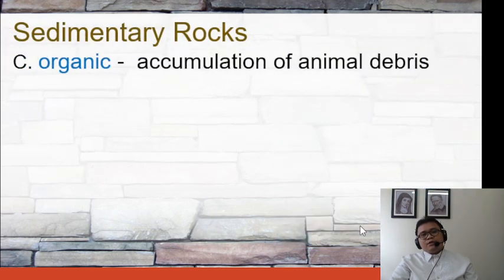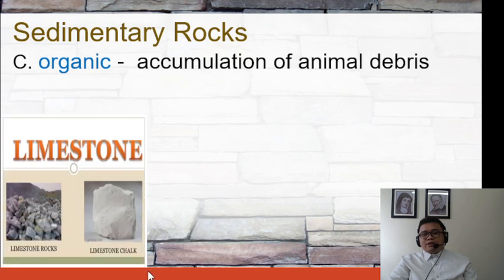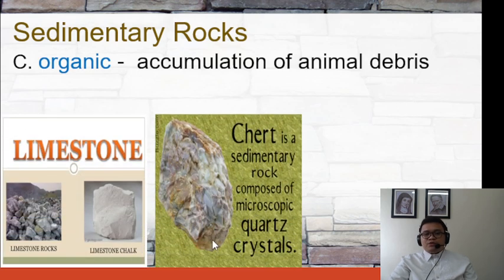Another classification is of course the organic, which is the accumulation of animal debris. That would mean we can also form rocks from organic materials like decayed plants or animal debris. For example, limestone, chalk, and chert, which is a sedimentary rock composed of microscopic quartz crystals.